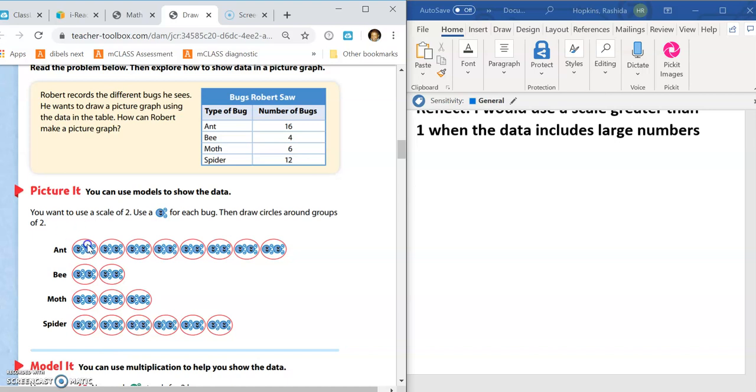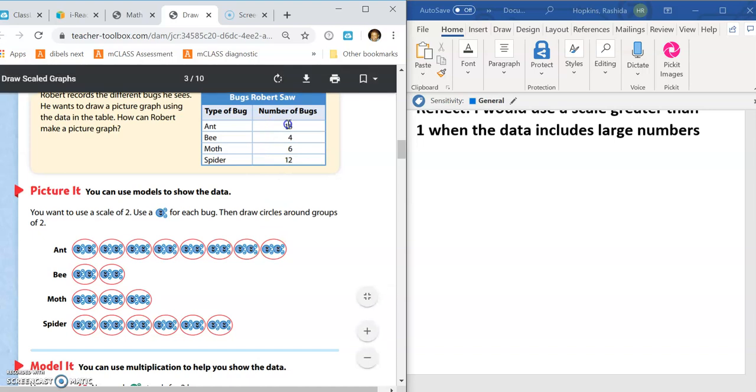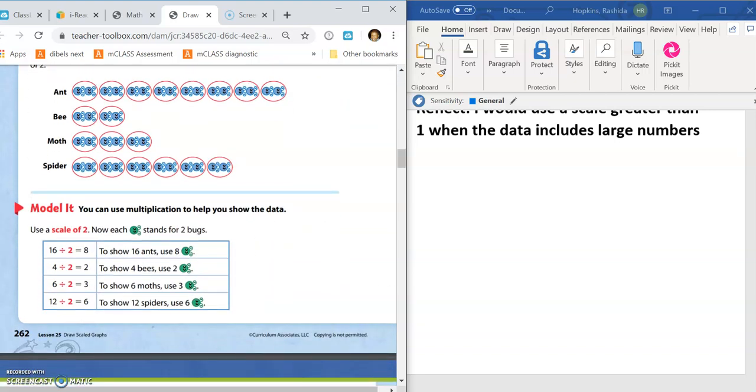So you have 2. You're going to skip count by 2s. 2, 4, 6, 8, 10, 12, 14, 16. And that's the same amount that you see up here on this graph. Same with the bees. 2, 4. You see the bees represent 4. The moths. 2, 4, 6. They have 6 moths above. 2, 4, 6, 8, 10, 12. So you have 12. So you're pretty much transferring the information from your picture graph to make it the same. Okay? Now, let's model it.